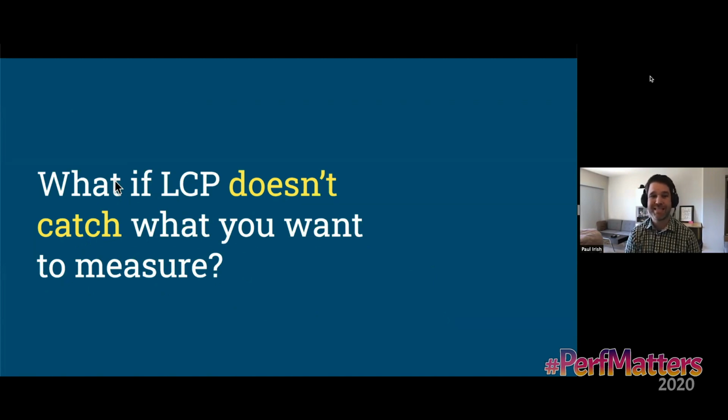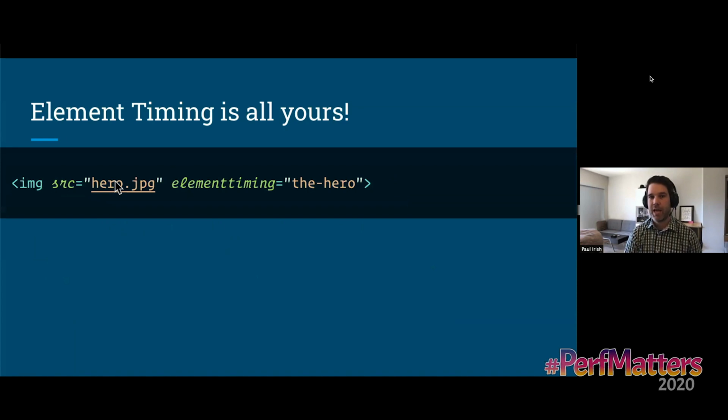All right. And what if LCP doesn't catch the thing that you really want to measure? Well, luckily, we've got a nice little escape hatch. Element Timing is your great solution for this. Element Timing is available in all Chromium-based browsers and has been for quite a while, actually. You just apply an elementtiming attribute to the element and give it a little name, just a unique identifier of some sort.